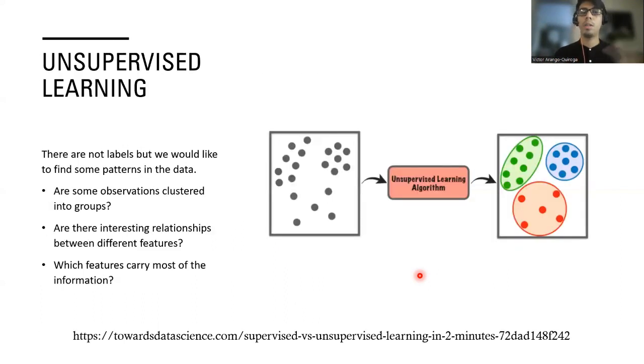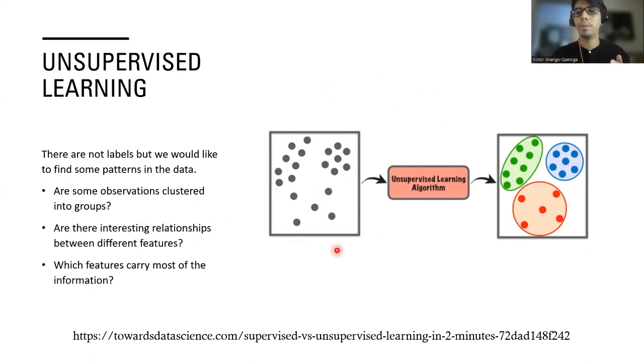Outside supervised learning, we have unsupervised learning, as we were looking at in the diagram at the beginning. In this case, we don't have labeled data. We have just data, and then we want to find patterns in the data. We want to associate it, see if there are clusters and so on. We would like to answer a couple of questions about the data. Some questions could be: are some observations clustered into groups? Or are there interesting relationships between the features, or which ones are more relevant, and so on. For this type of question, we use unsupervised learning.